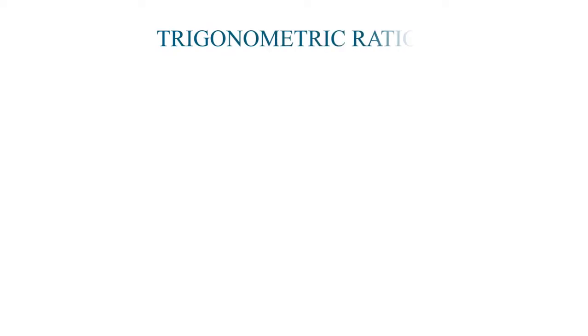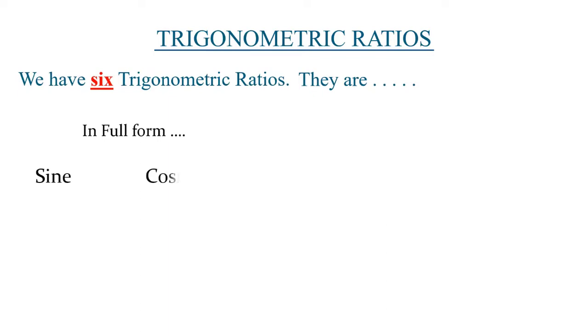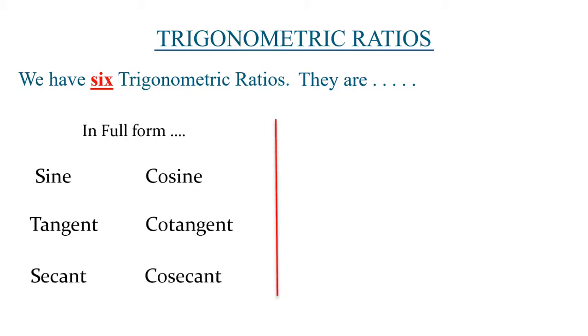Trigonometric ratios. We have 6 trigonometric ratios. They are, in full form: sine, cosine, tangent, cotangent, secant, cosecant. In short form: sin, cos, tan, cot, sec, cosec.